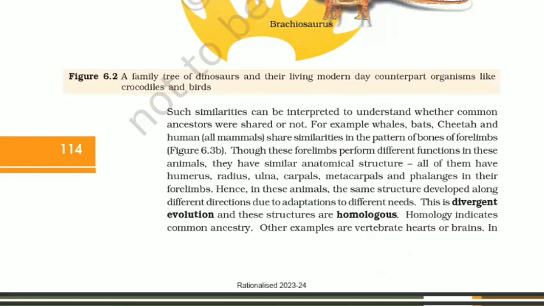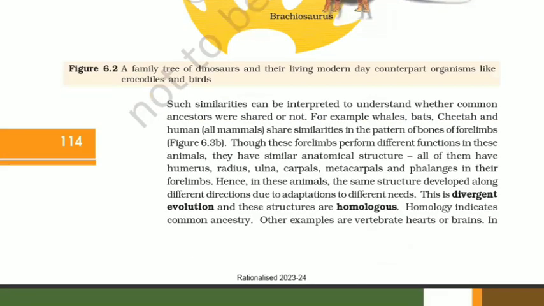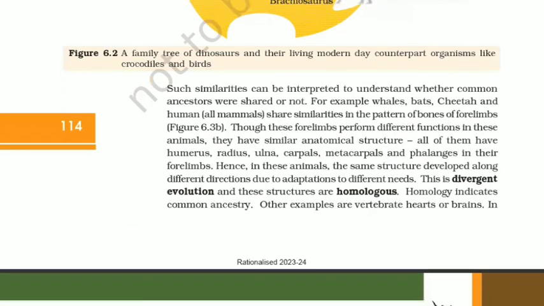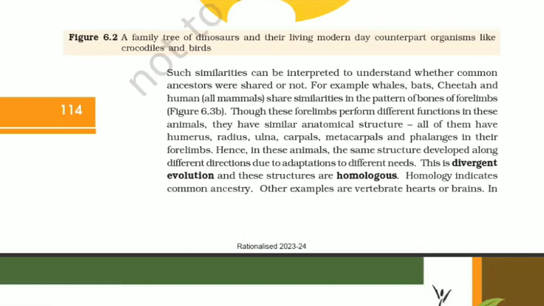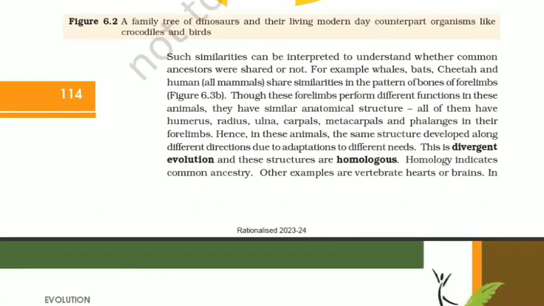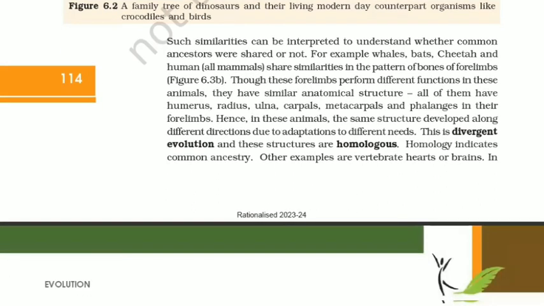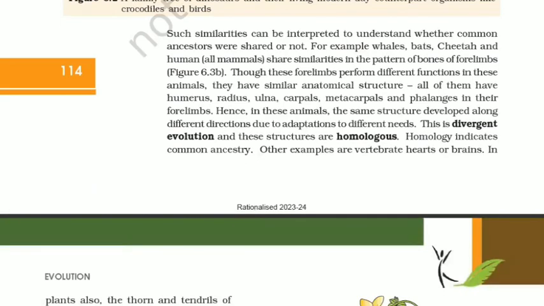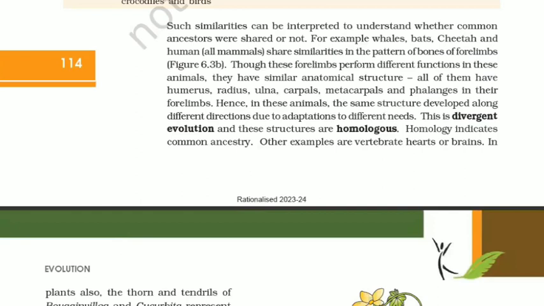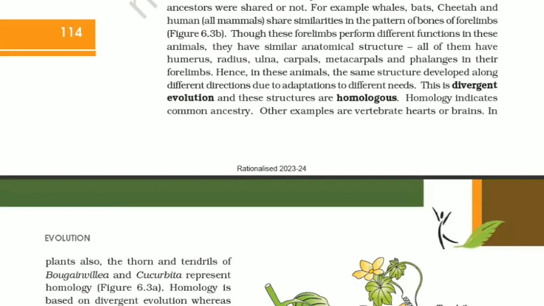Such similarities can be interpreted to understand whether common ancestors were shared or not. For example, whales, bats, cheetah, and human, all mammals, share similarities in the pattern of bones of forelimbs, though these forelimbs perform different functions in these animals. They have similar anatomical structure. All of them have humerus, radius, ulna, carpals, metacarpals, and phalanges in their forelimbs.